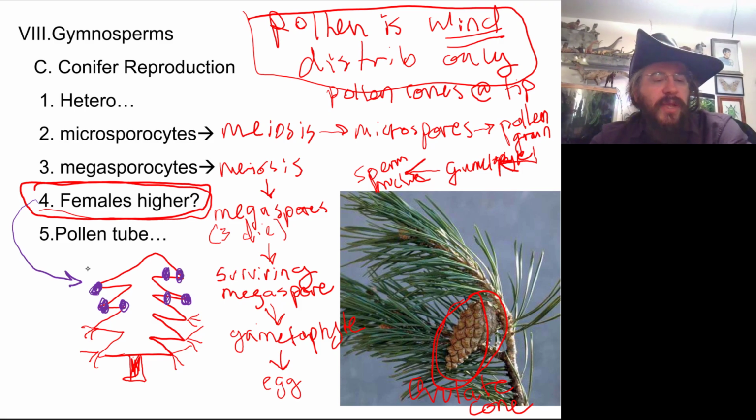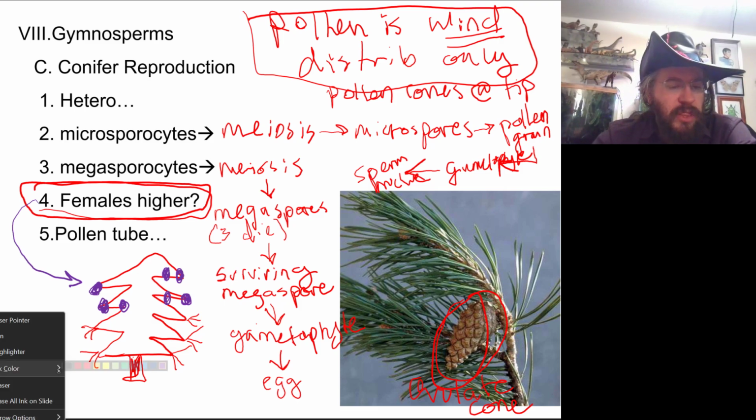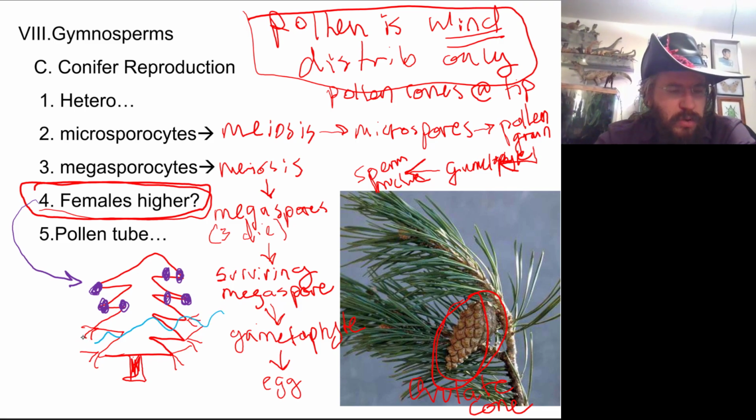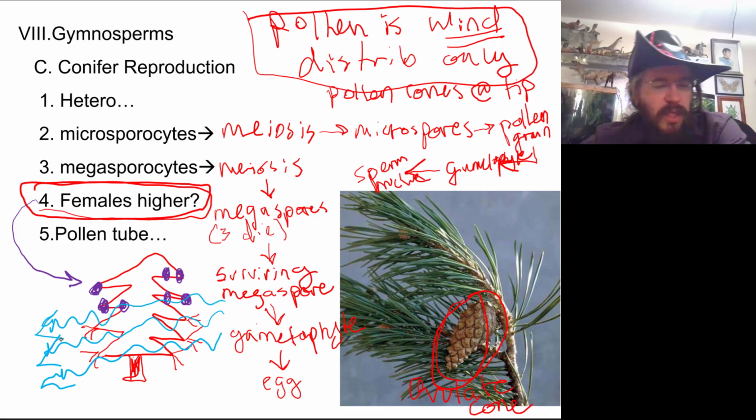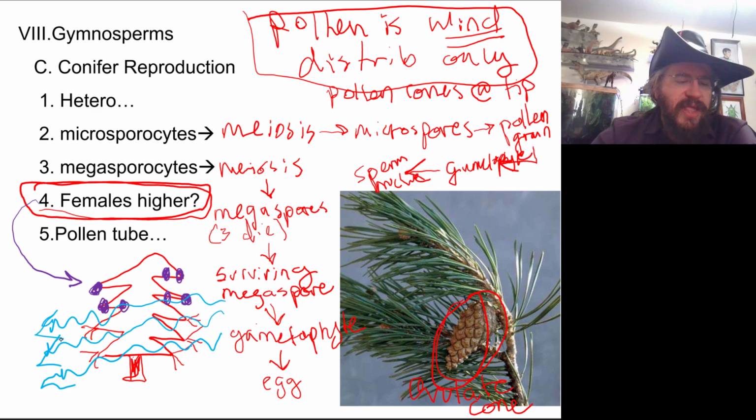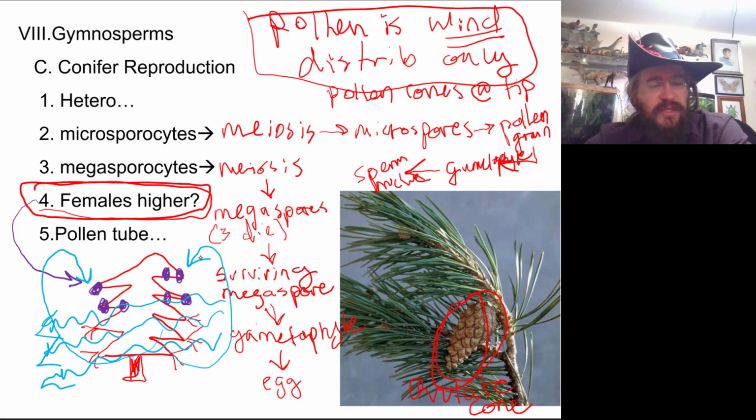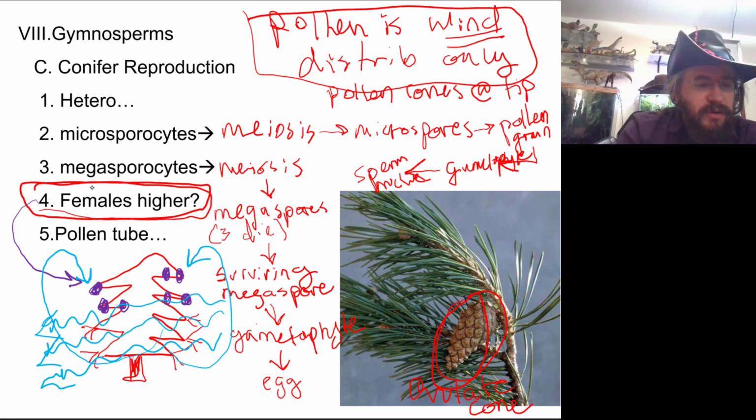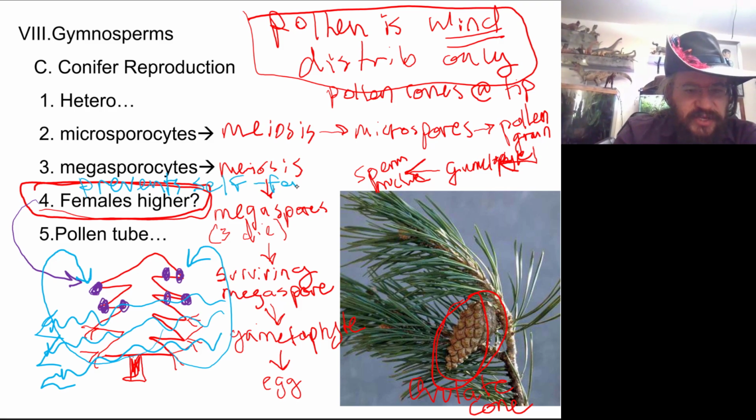Anyway, what distributes pollen? Wind. And when that wind comes a-blowing by, woo! and starts knocking that pollen out into the wind, it's probably not very likely that it's going to go up and to its own cones. This is prevention of self-fertilization.